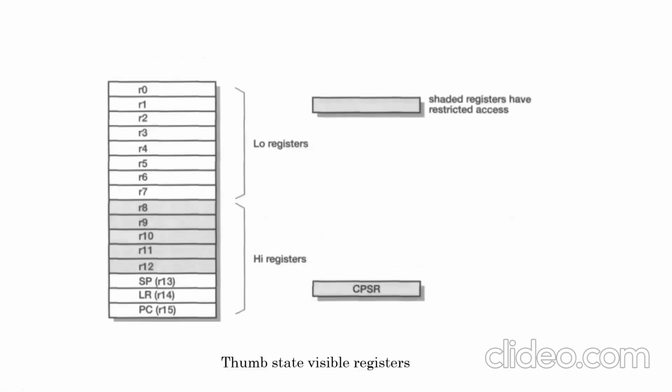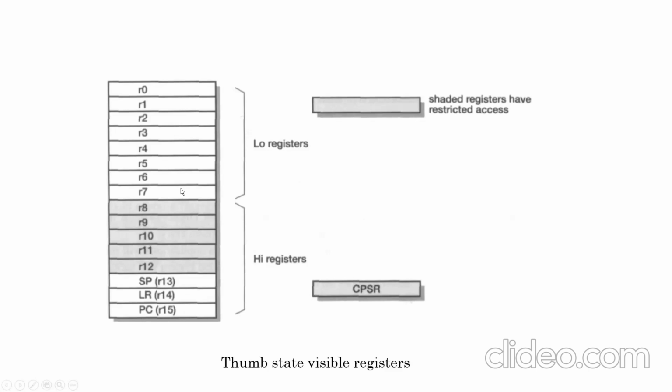What about Thumb instruction? 1, 2, 3, 4, 5, 6, 7, 8, 9, 10, 11, 12, 13, 14, 15, 16. Here, the registers which are present in gray cannot be accessed in user mode. The registers which are not shaded could be accessed in user mode. Here R13 will act like a stack pointer, R14 like a link register, and R15 like a program counter.